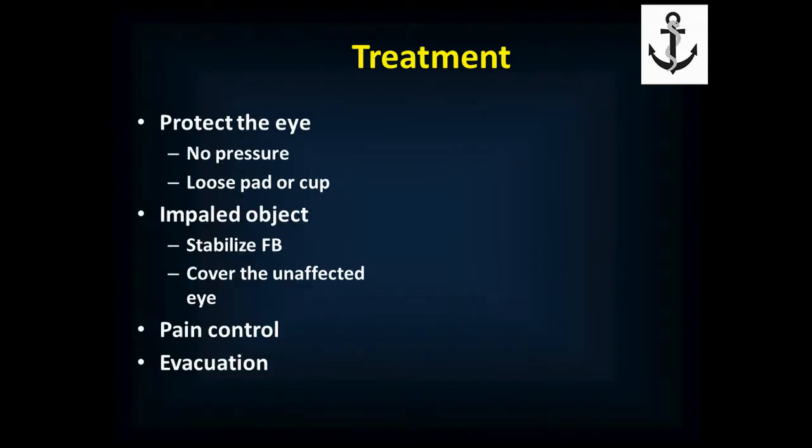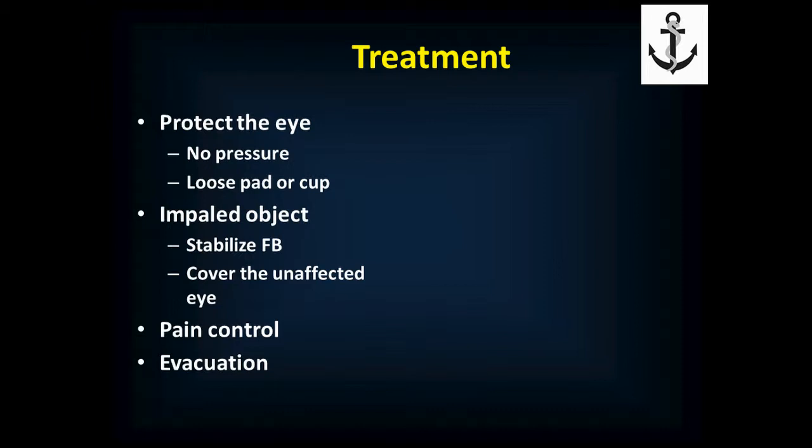So if you think they have a ruptured globe, protect the eye. Don't put pressure on the eye. Put a loose pad or a cup over the eye to protect it. If there's an impaled object, stabilize it. And then you need to cover the unaffected eye, because you have this system called the MLF that makes both your eyes track back and forth together. And unfortunately, even if you have an impaled foreign body, when your unaffected eye looks around, the affected eye moves.